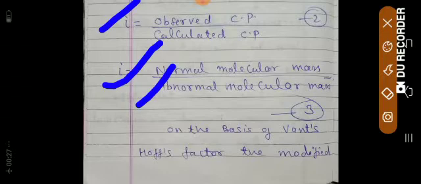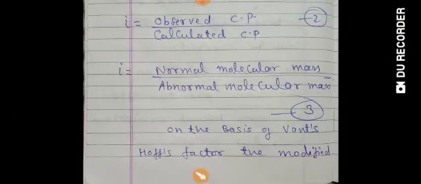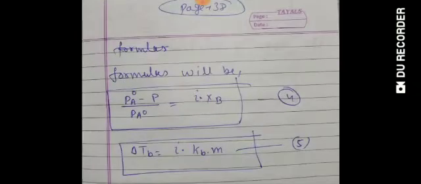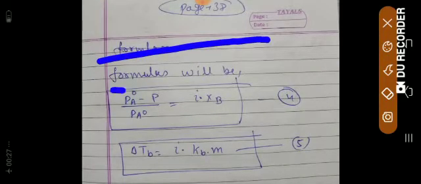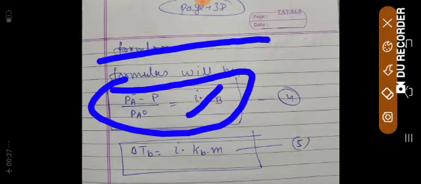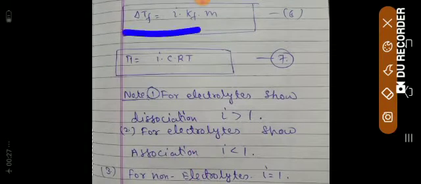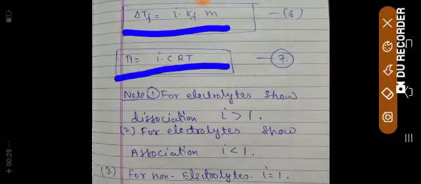Why do we need modification? Because we calculated on the basis of non-electrolytes. Here I can apply it on electrolytes as well as non-electrolytes on the basis of iota. Now, after equation number 3, on the basis of the van't Hoff factor, the modified formula for relative lowering of vapor pressure, we just multiply by iota. You know the formula for elevation in boiling point, we just modify it by iota. Now come to the next page. This is delta Tf equal to iota Kf m, and pi equal to iCRT.